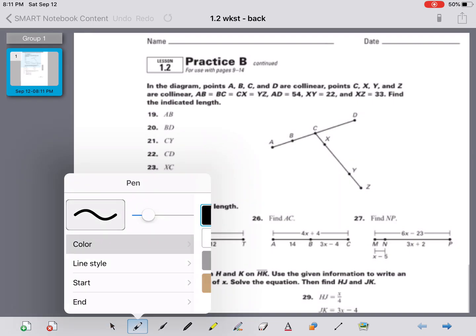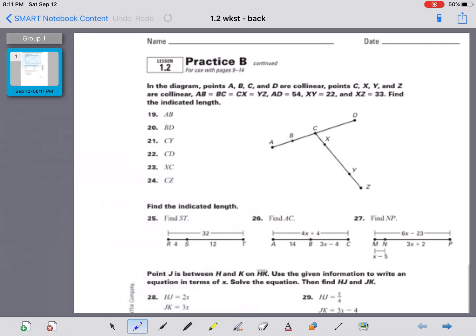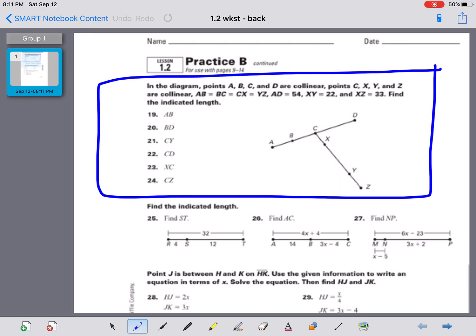Let me get a color going here. It is so super important when you do this section right up here that you read the directions. Some people are tempted to get out their geometer and start measuring. That's not what the directions say. So let's read them. It says, in the diagram, points A, B, C, D are collinear, meaning they are all on the same line. We can see that. Points C, X, Y, and Z are collinear. C, X, Y, and Z, yes, they're all on the same line.